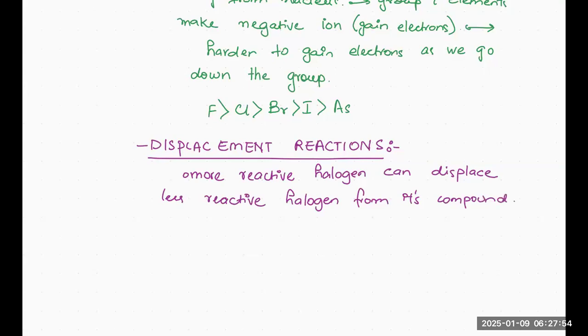So what does this actually mean? Let's see. What this means is this: let's say I have potassium chloride and I react potassium chloride with fluorine. Since fluorine is more reactive than chlorine, it can displace chlorine from the compound and give us potassium fluoride plus chlorine gas. What are going to be our observations? We are going to observe a pale green gas will form.